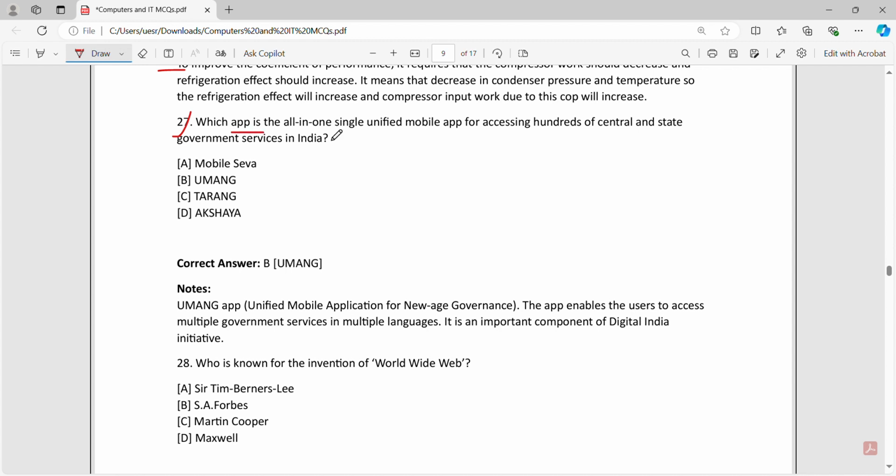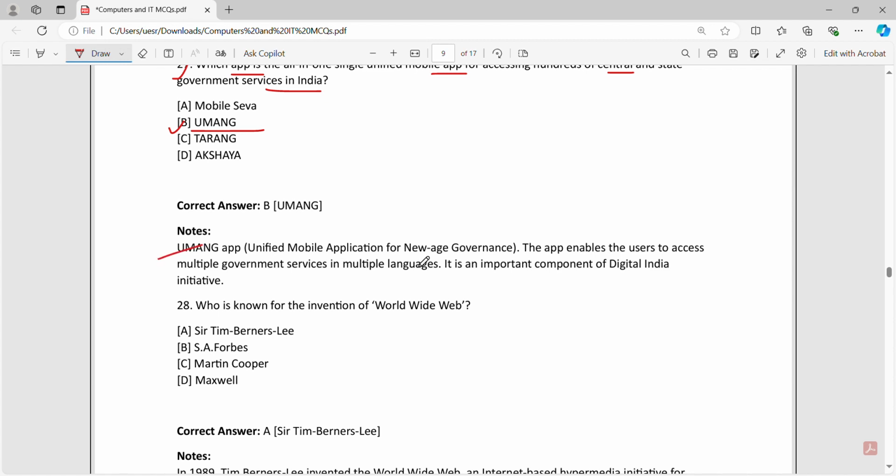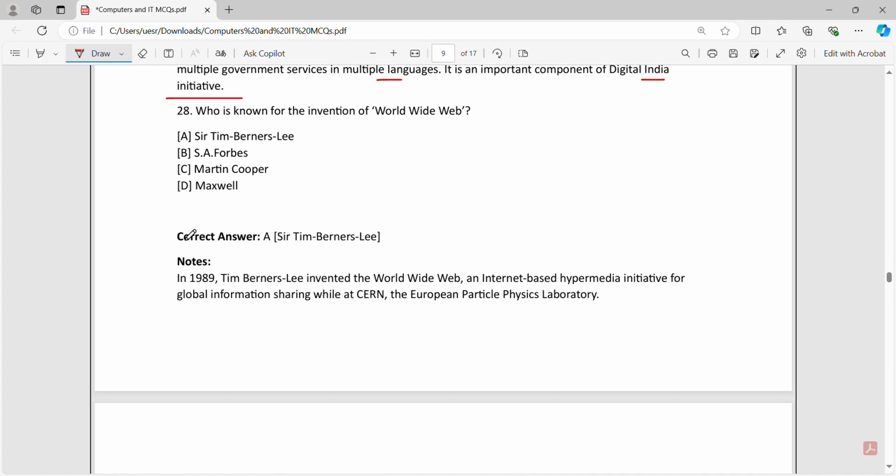27. Which app is an all-in-one single unified mobile app for accessing hundreds of central and state government services in India? So the answer is B, UMANG. UMANG means Unified Mobile Application for New Age Governance. This app enables users to access multiple government services in multiple languages. It is an important component of the Digital India initiative.